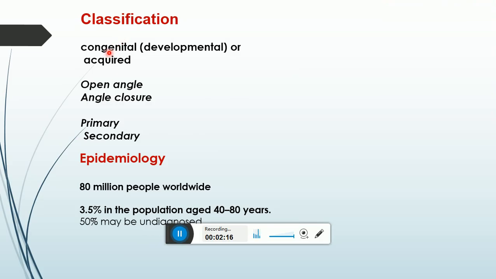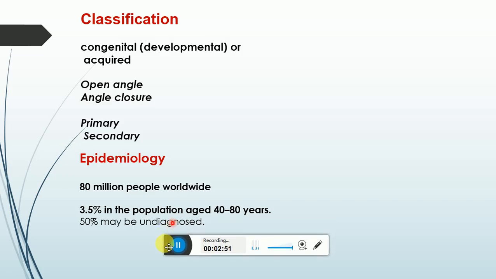Classification of glaucoma. Glaucoma may be congenital or acquired. Congenital is also known as developmental. Glaucoma can also be divided into open angle and angle closure. Both open angle and angle closure can be further divided into primary and secondary glaucoma: primary open angle, secondary open angle, primary angle closure and secondary angle closure. We will discuss each of these in detail.